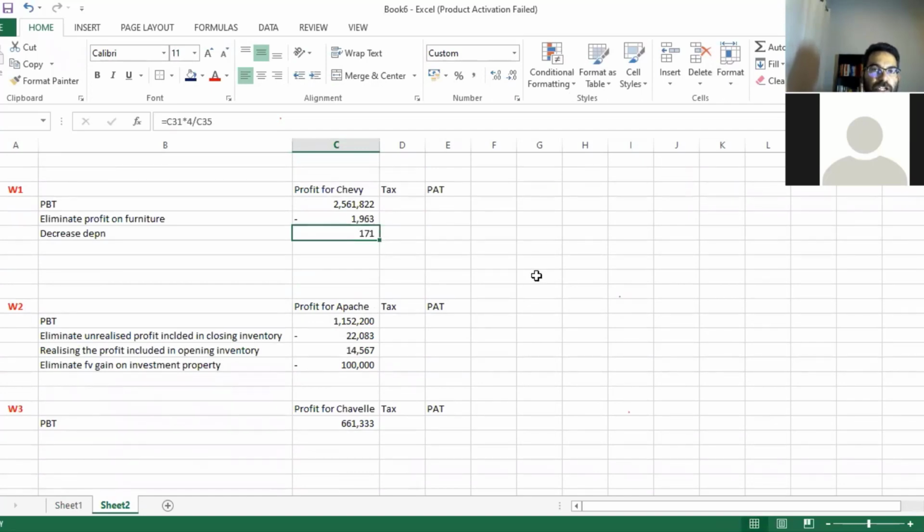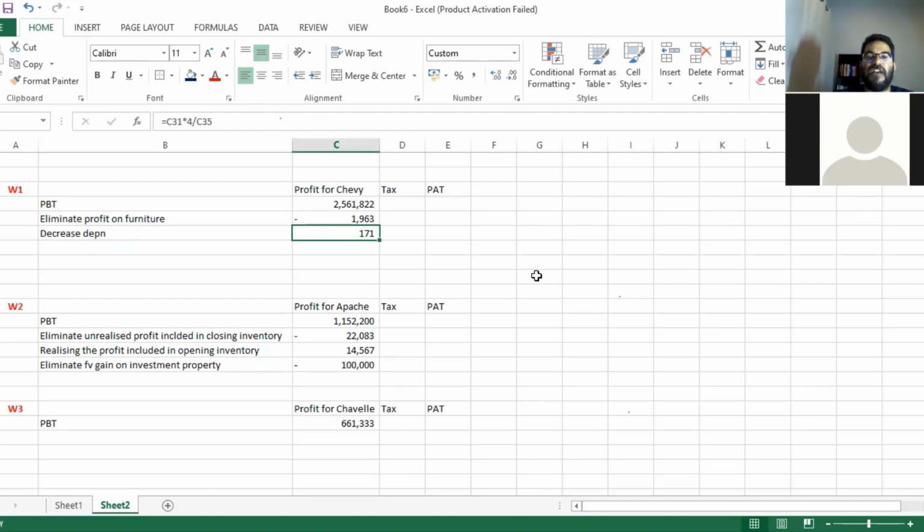The question is, do we add back or do we subtract? Because depreciation in Chevelle's books is overstated, that means depreciation is higher. That means because depreciation is higher, profits is lower. So to eliminate the higher depreciation, we need to increase profits. So just be aware of that.